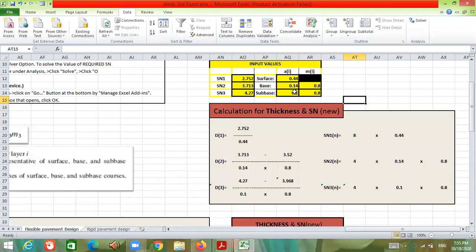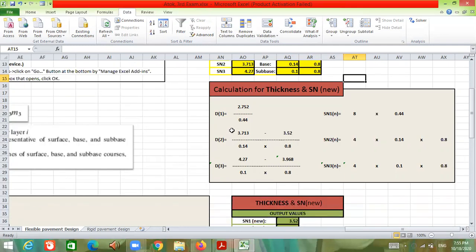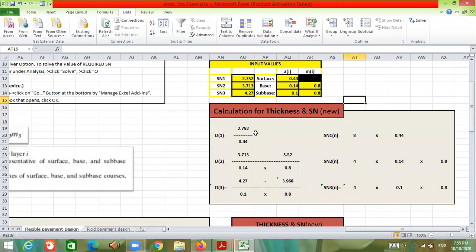And these values will be processed in this calculation section, wherein the formula for finding the thickness of our surface is just the ratio of our structural number one and our surface layer coefficient. And the value for the structural number is simply the multiplication of our thickness times the layer coefficient.